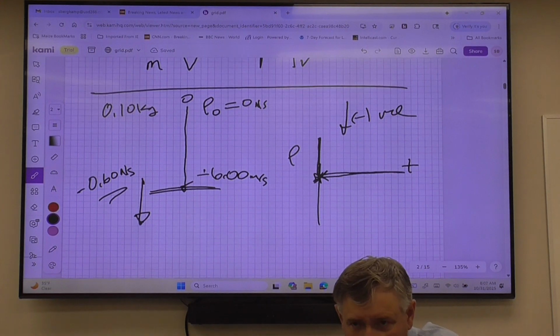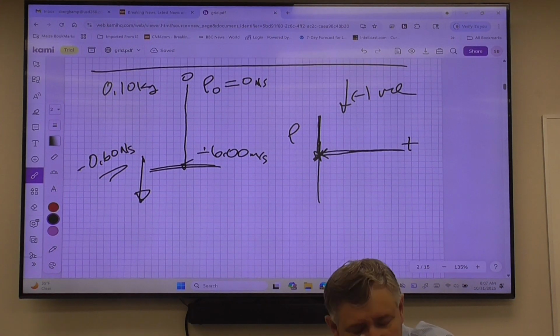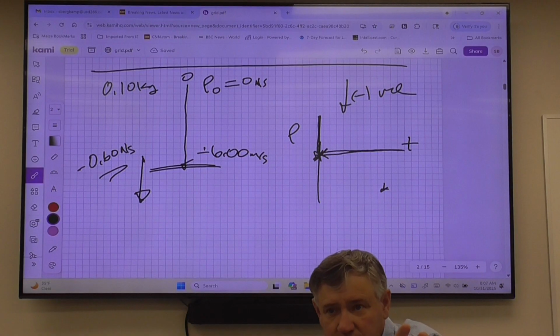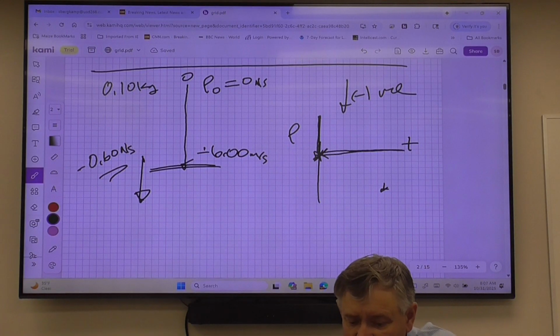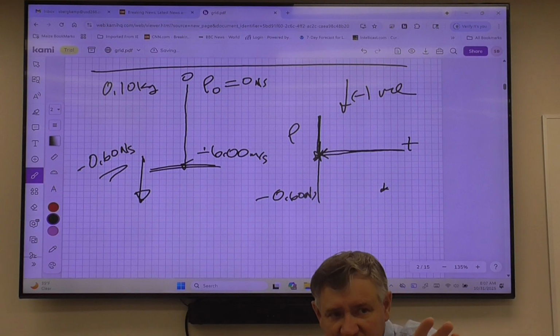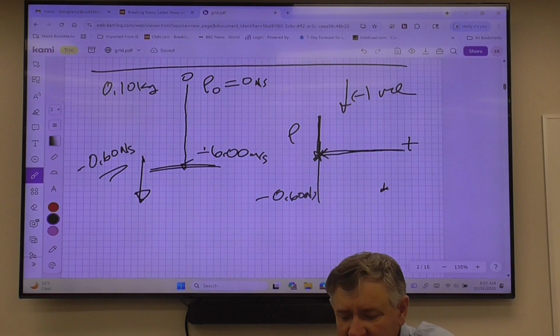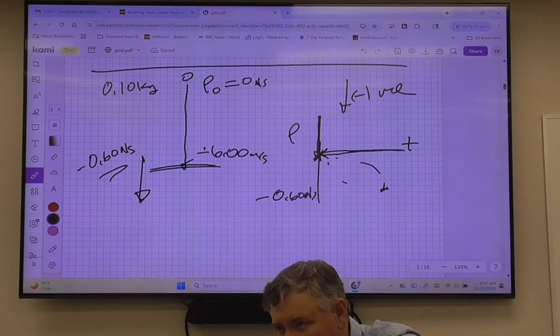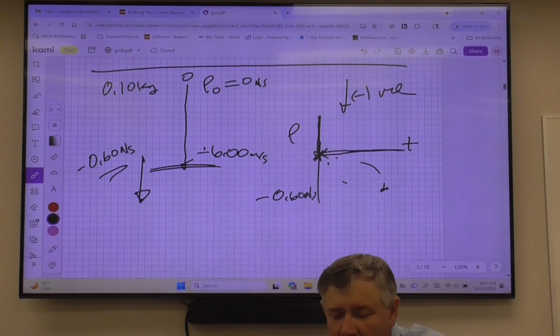Hold on, stop, whoa, stop. Okay. Do you agree that it's going to end up somewhere down here? Yes. Okay, you know it's going to end up here at negative 0.6 Newton seconds, right? You know that's where it's going to end up. The only question is what's the path that gets it there? That's the only variable that we have.